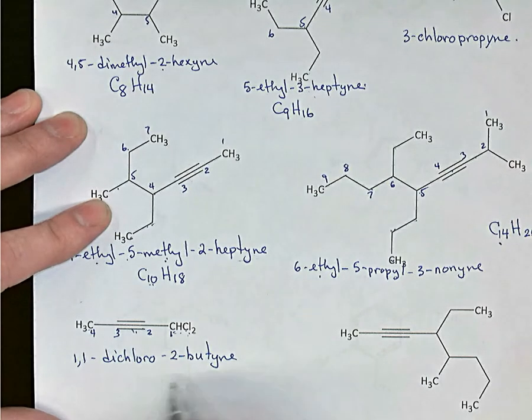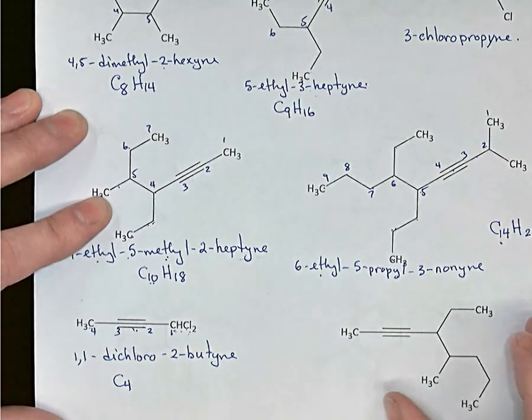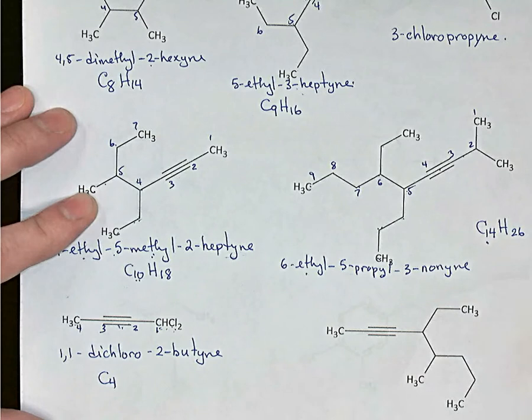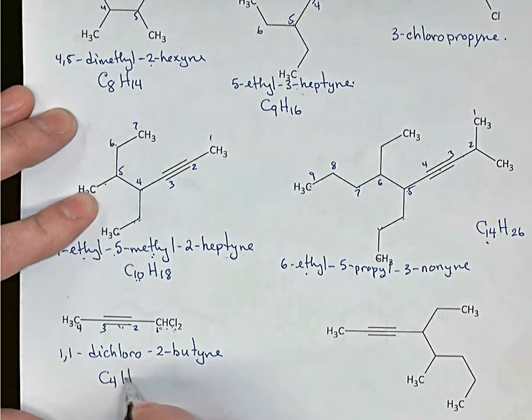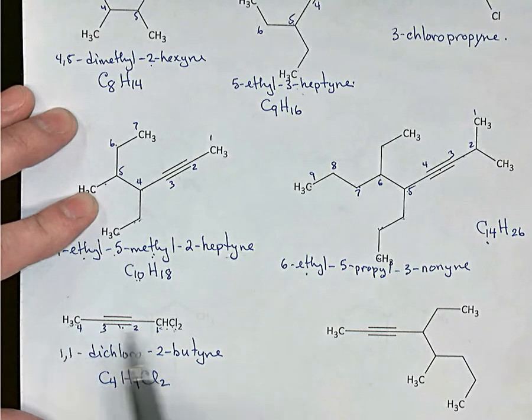Its molecular formula would be C4. Now, if it were just a butyne, we would have H6, twice minus 2. But we've replaced 2 of the hydrogens with chlorines. So instead of H6, we'd have H4 and then Cl2. Okay, and you can actually see that there. There's 3 hydrogens plus 1 is our H4 and the Cl2.